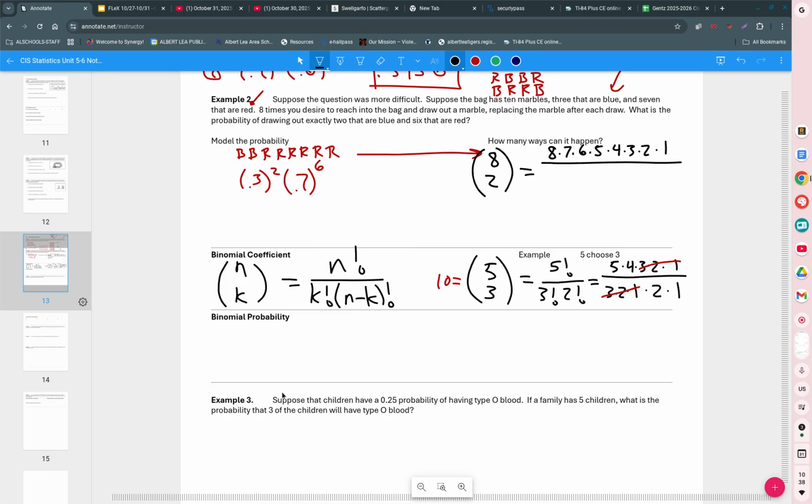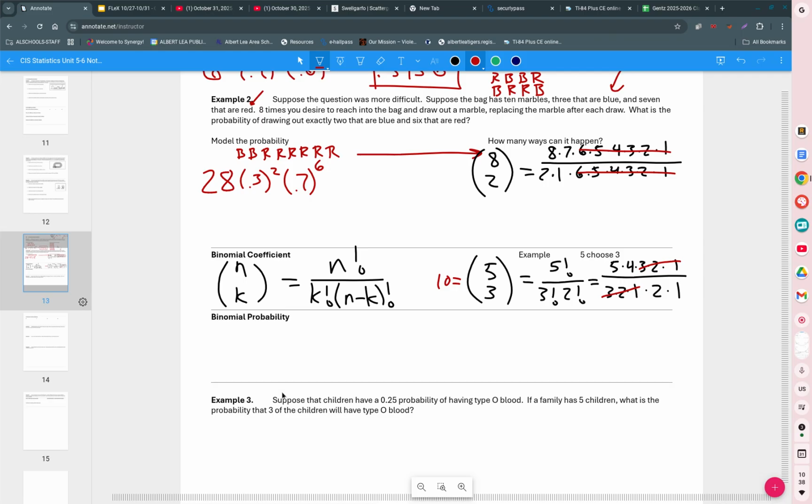What are we going to have in the bottom? What's your first number going to be? 2. So I got 2 times 1. What's your other number going to be? 6. 6 times 5 times 4 times 3 times 2 times 1. As long as we can write it out, we can see what cancels pretty quickly, can't we? The 6, the 5, the 4, the 3, the 2, and the 1, they all cancel. What do you have at the top? 56. At the bottom, you got 2. So I see that my coefficient is 28.